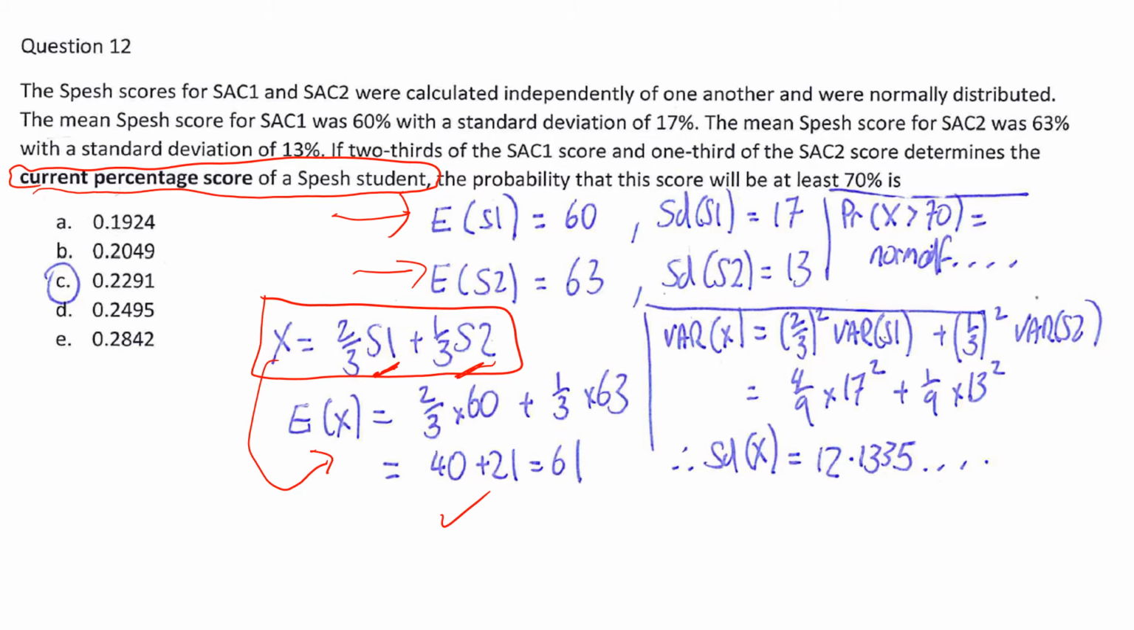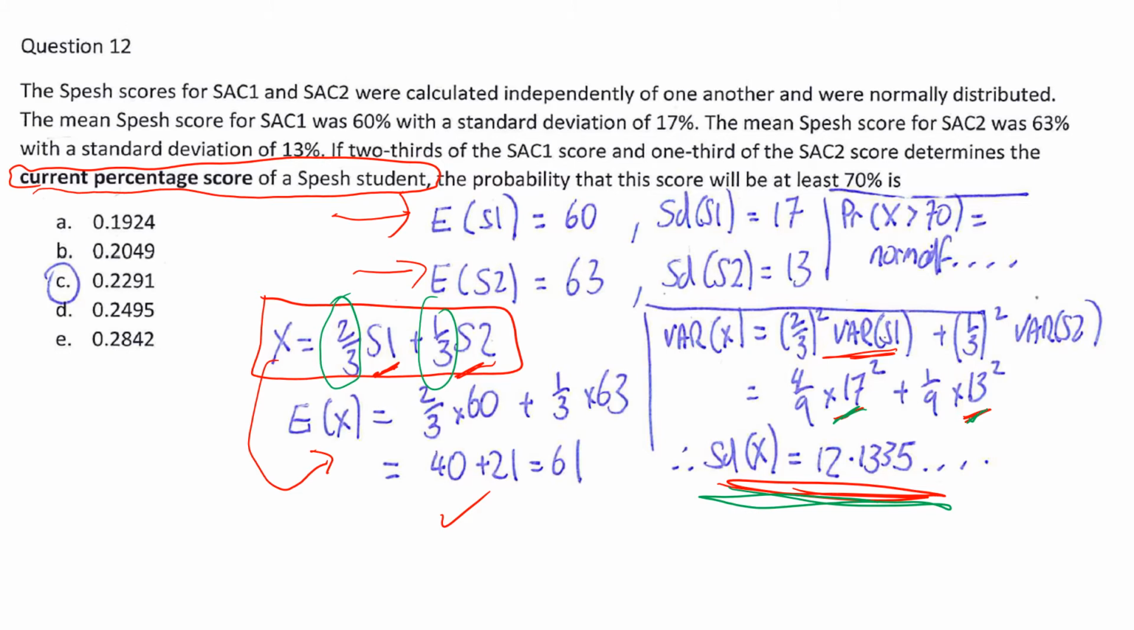Okay, we need to work out our standard deviation of X, and we do so via the variance. Of course, we just take the square of our standard deviations in order to make that determination. But what happens when you calculate the variance? It's the multiple of each of those random variables squared. So 2/3 squared plus 1/3 squared, and take the square of the standard deviations, take the square root of that sum, and you get the standard deviation of X.